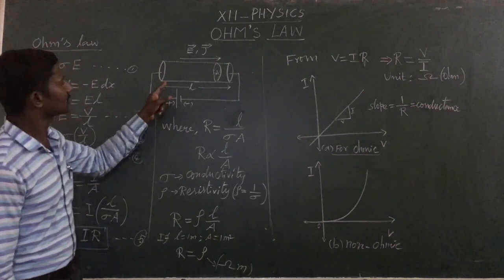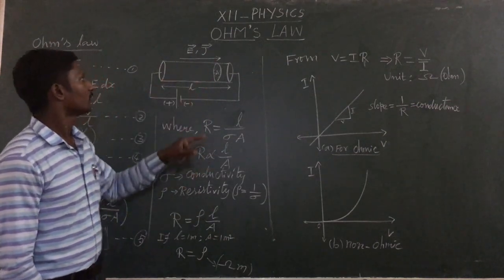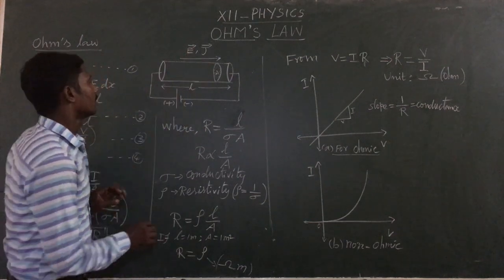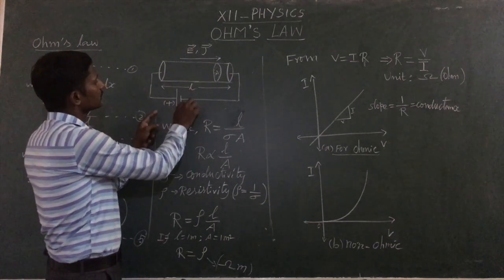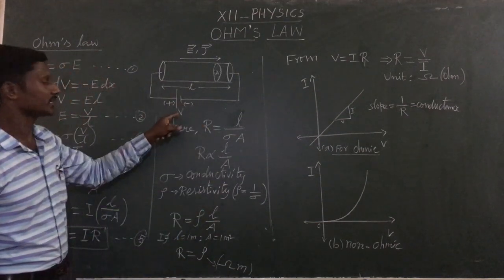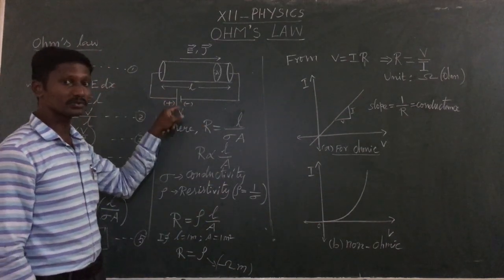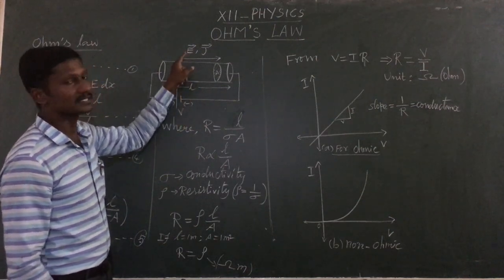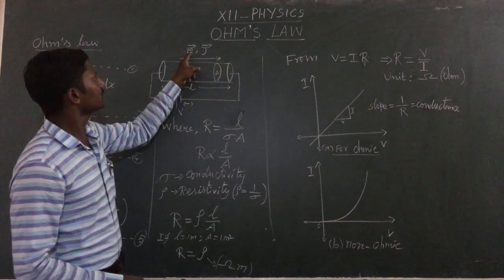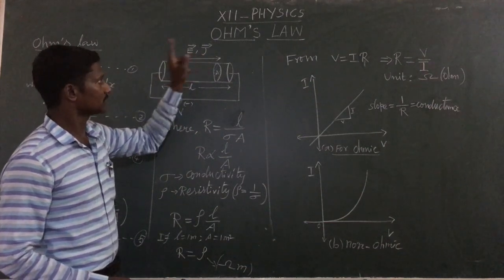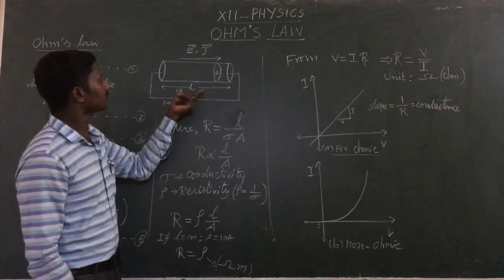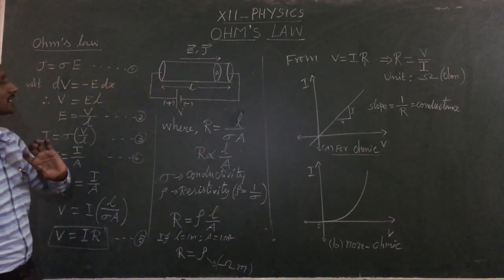Let us consider a conductor. It has length L and cross-section area A, and I apply a battery, that is, a voltage V. That is the applied voltage. Due to this voltage, an electric field is created in the conductor. The electric field direction and the current density direction are both the same direction, isn't it? The length of the conductor is L, cross-section area is A.